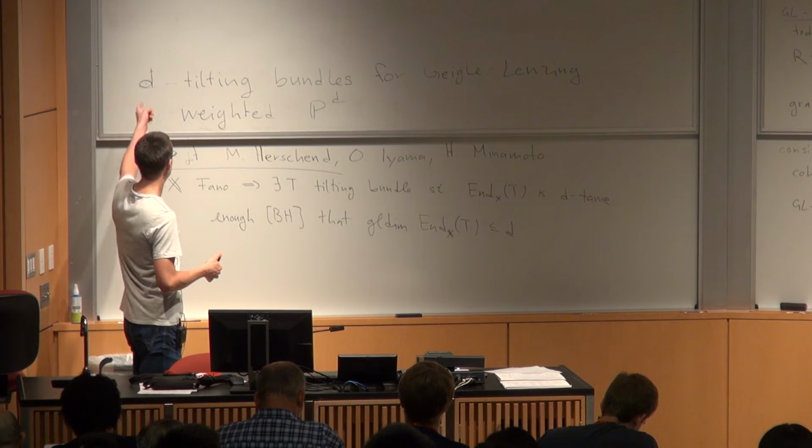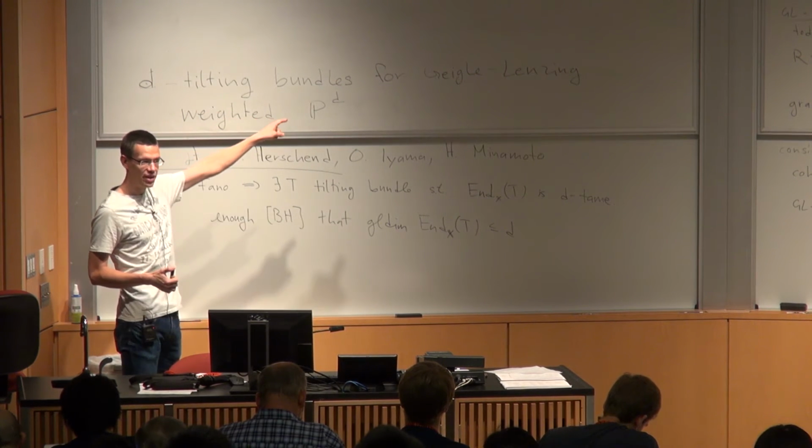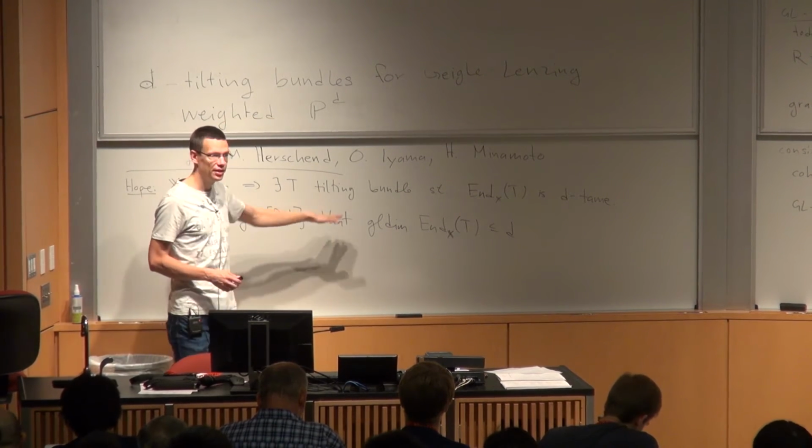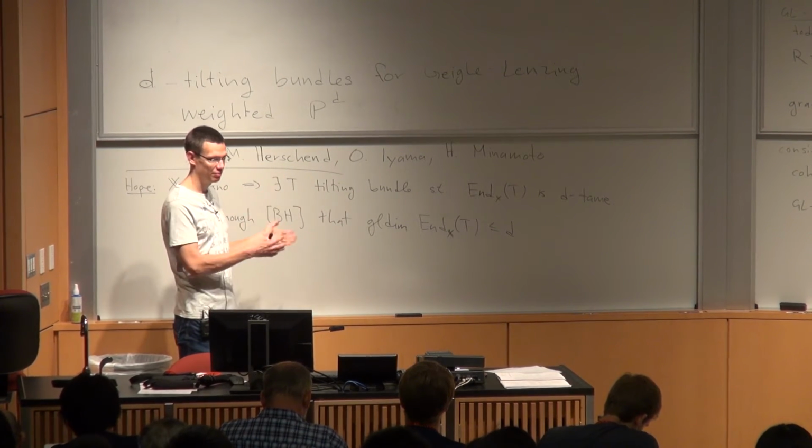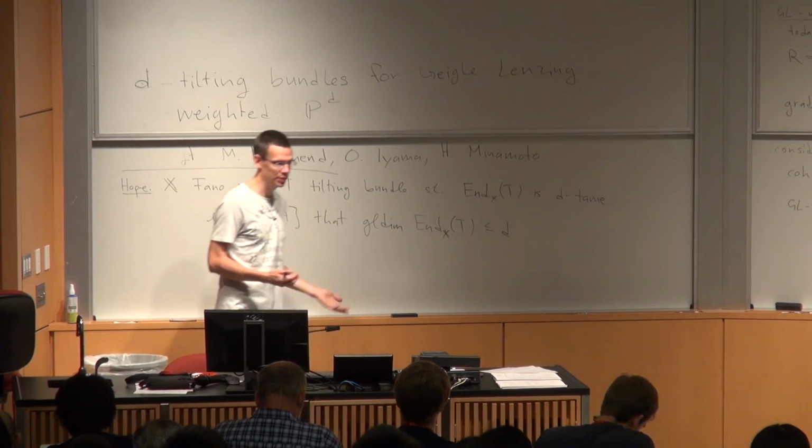Just to explain what the words in the title mean, this is what I mean by D-tilting: a tilting object such that the global dimension of the endomorphism ring is at most D, or in this case it will be precisely D.